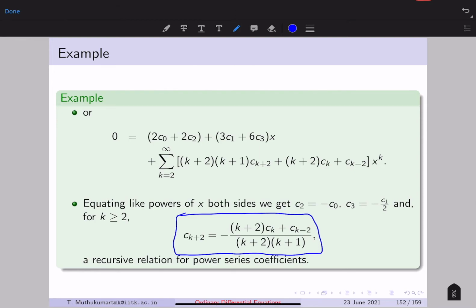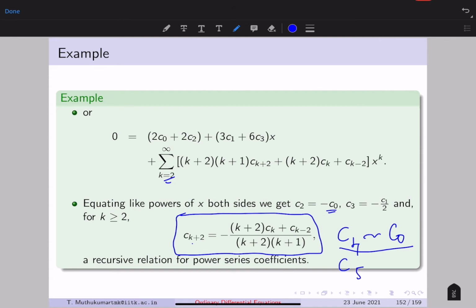So for k bigger than or equal to 2, for k equal to 2, what you get is C4. Similarly, k equal to 3, what you get is C5, and so on. You can find all the constants. But here this depends on k and k minus 2. So when you put k equal to 2, it becomes C2 and C0. But C2 is again in terms of C0. So this entire thing depends on C0. So C4 depends on C0.